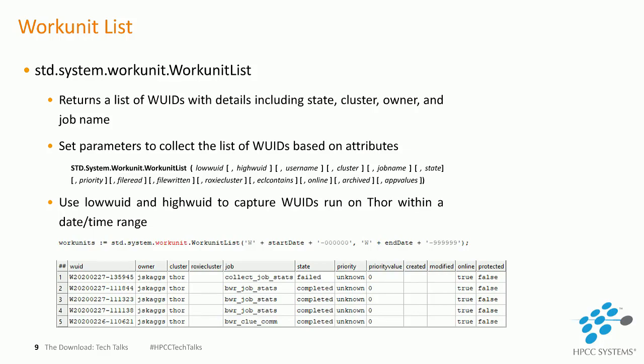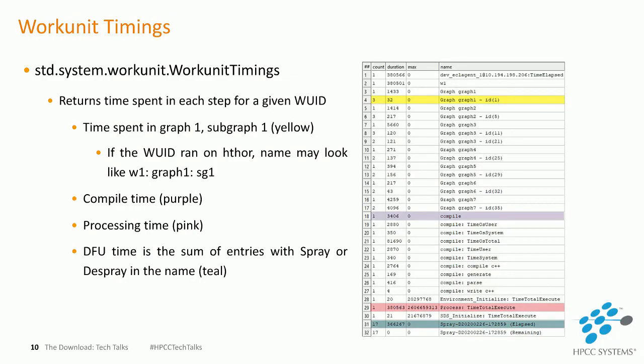What I'm using are the low work unit ID and the high work unit ID parameters so that I can capture a list of non-archived work unit IDs that have run within a date and time range. So I'm passing the start date as the low work unit ID and then the end date as the high work unit ID, and here's an example of what I get back: a list of all the work units that have run within that range. So once you have a list of the work unit IDs you're interested in, you can use other functions to get details about those work units.